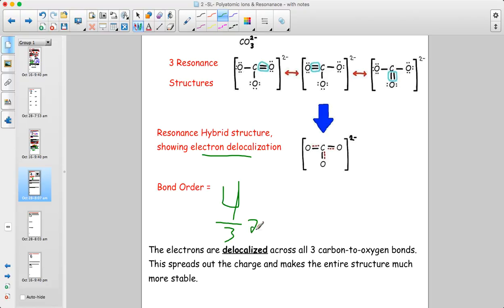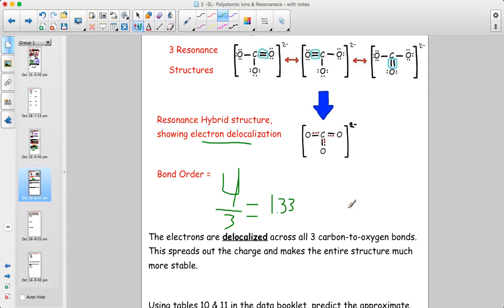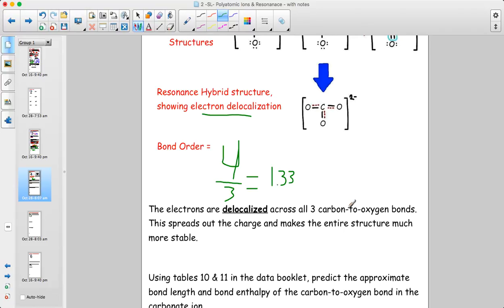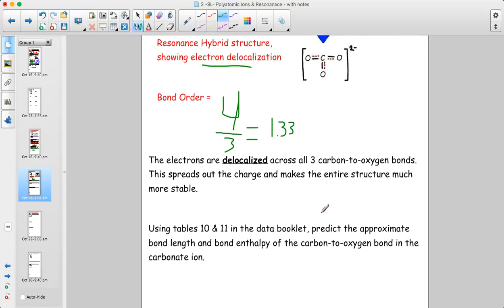That means, whoa, sorry about that. That got a little messy. That means that 4 divided by 3 is approximately 1 1/3. So we'd say the bond order is about 1.33 approximately. So we'd predict that the bond lengths are closer to the length of a single bond than a double bond, and the bond enthalpies would be closer to the strength of a single bond than a double bond, but a bit stronger and a bit shorter than a single bond.